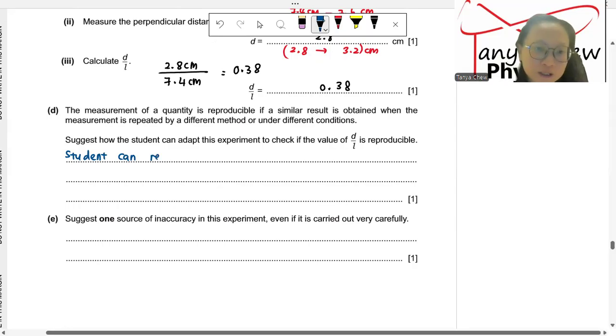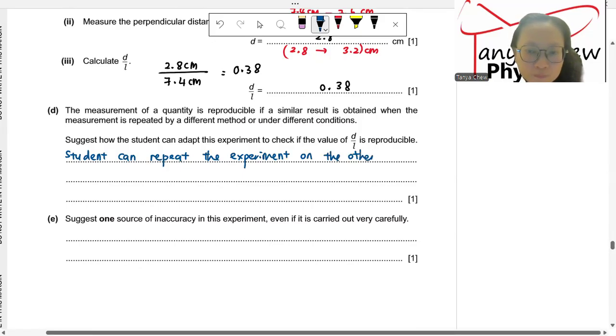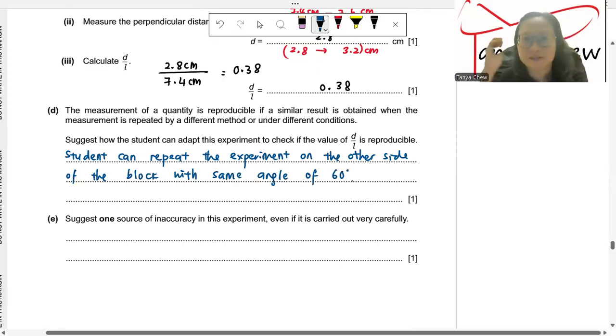Student can repeat the experiment on the other side of the block with the same angle of 60 degrees. I got 60 degrees. You might get like 59 degrees. You might use that.